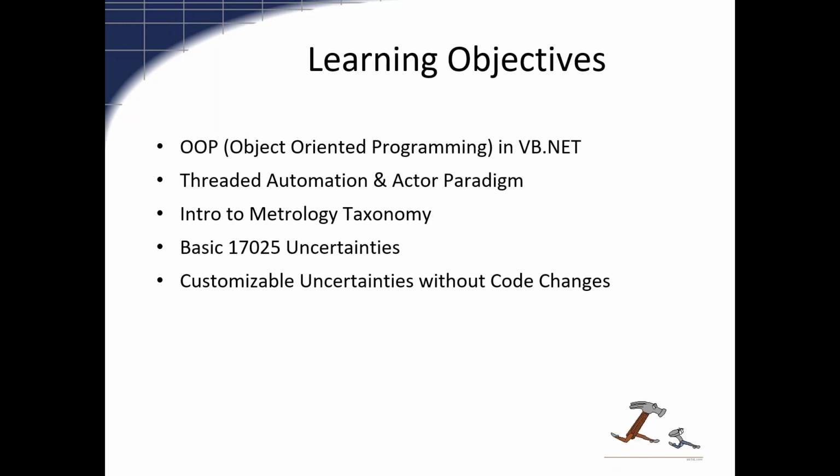So learning objectives, I think we hit all of them, though we didn't get into all the features of object-oriented programming. We did talk about threading, automation, and the actor paradigm, a little bit of metrology taxonomy, some basics of the 17025, and then how you can change your code, or you can tie your code to uncertainty calculations that allow you to vary them.